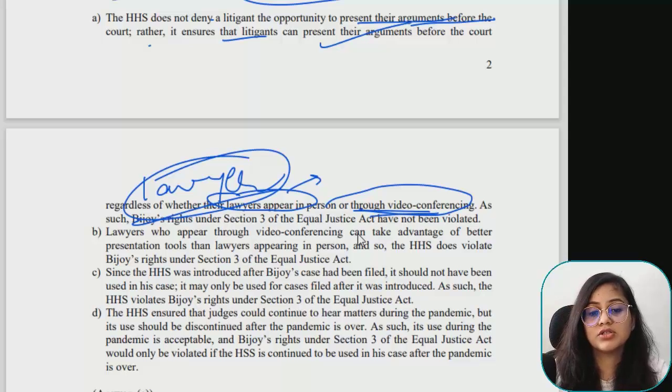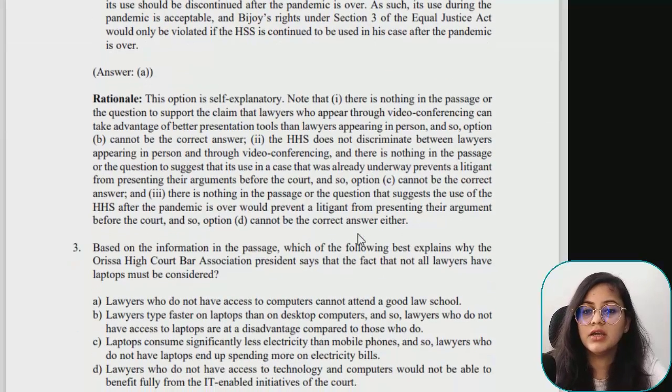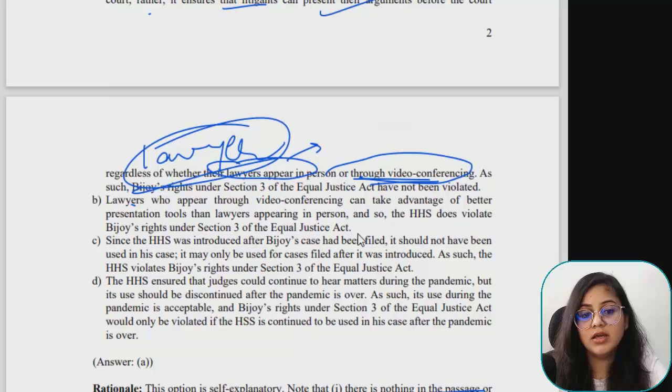Rather, he is being encouraged through video conferencing, and nothing is stopping him. Here also, if you see the rationale, they've said there is nothing in the passage or in the question to support the claim that lawyers who appear through video conferencing can take advantage of better tools than the other person. So now in option B they've said his apprehension is that the other party's lawyer will use better tools.